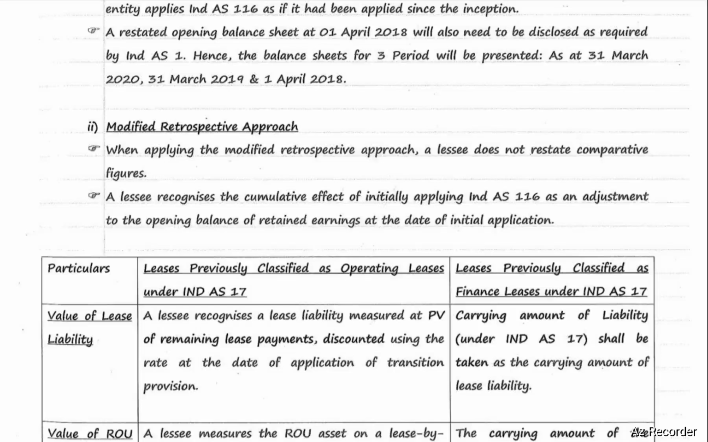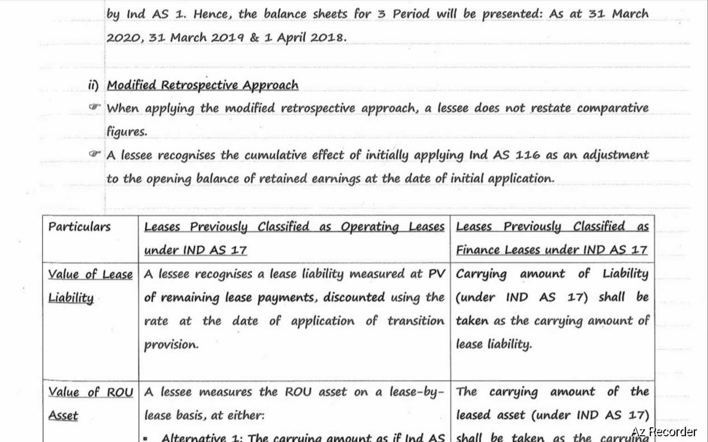In case leases previously classified as operating lease under Ind AS 17, in case leases previously classified as finance lease under Ind AS 17. First, consider value of lease liability. In case leases previously classified as operating lease under Ind AS 17, a lessee recognizes a lease liability measured at present value of remaining lease payments discounted using a rate at the date of application of transition provision. In case of leases previously classified as finance lease under Ind AS 17, the value of lease liability will be carrying amount of the lease liability. Carrying amount of the liability under Ind AS 17 shall be taken as a carrying amount of the lease liability.